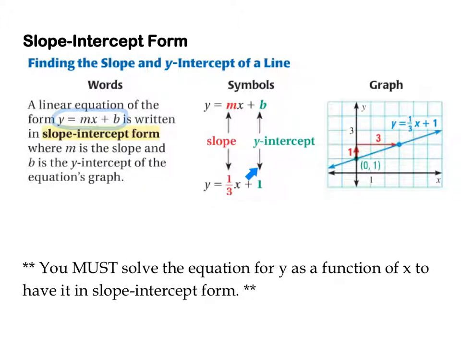The y-intercept is the point where the graph goes through the y-axis. This point right here is the y-intercept. In this case, it's a 1. Okay, and the slope, 1 over 3, because the graph rises 1 and runs 3. Rise over run for the slope. Okay, so this is what it looks like in words, slope-intercept form, when we write the equation, and then what it looks like on a graph.